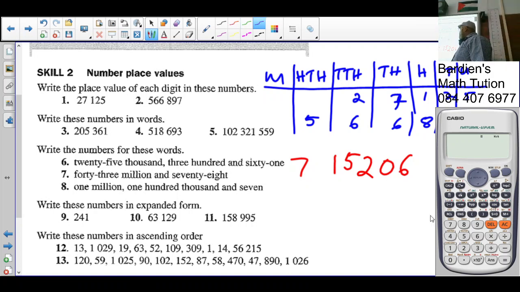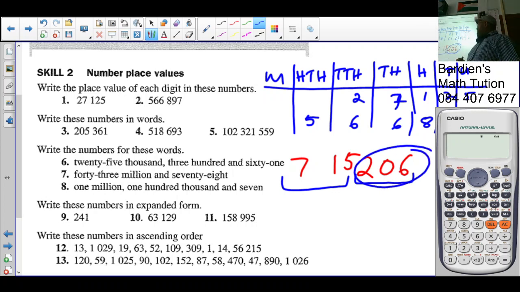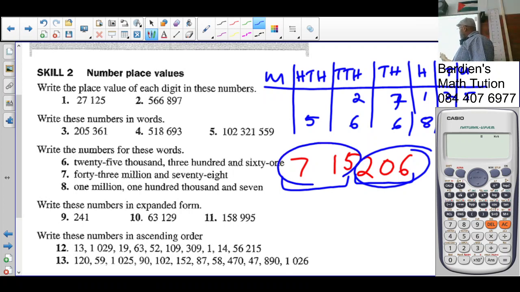Okay, so how do we read numbers basically? You must group them in groups of 3, starting from the right hand side. So there's your first 3, there's your next 3. So starting from the right, what number is this? 206. This here? 715. So it's going to be 715,206. You all understand? Okay.